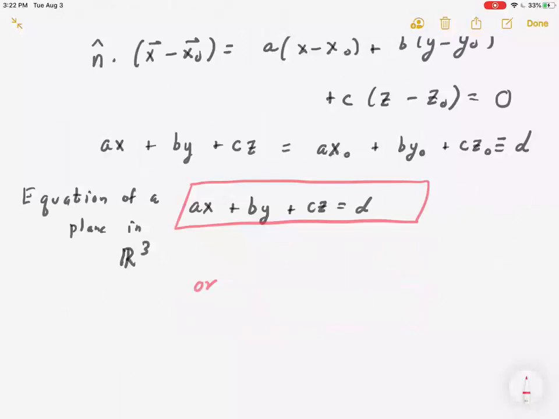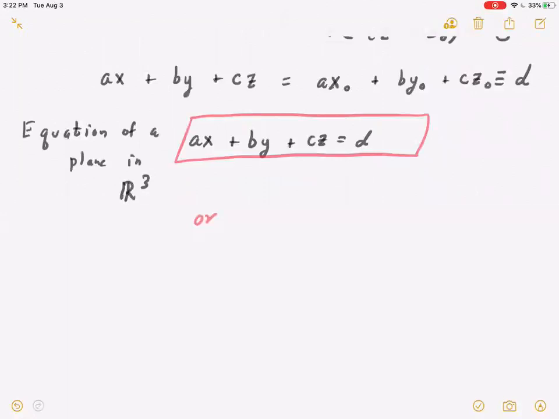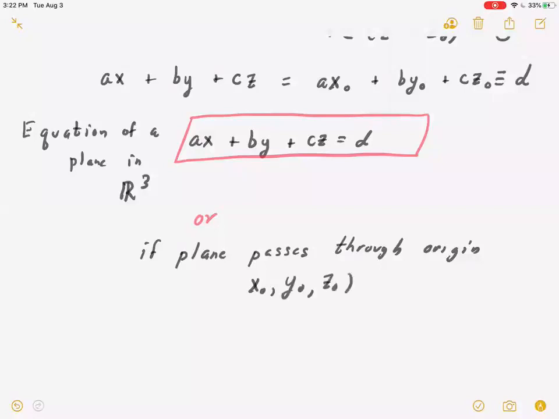This is true for any plane, but let's look at a specific case where our plane passes through the origin. That means that x naught, y naught, and z naught are all 0. Then my equation of the plane is a bit simpler to deal with.